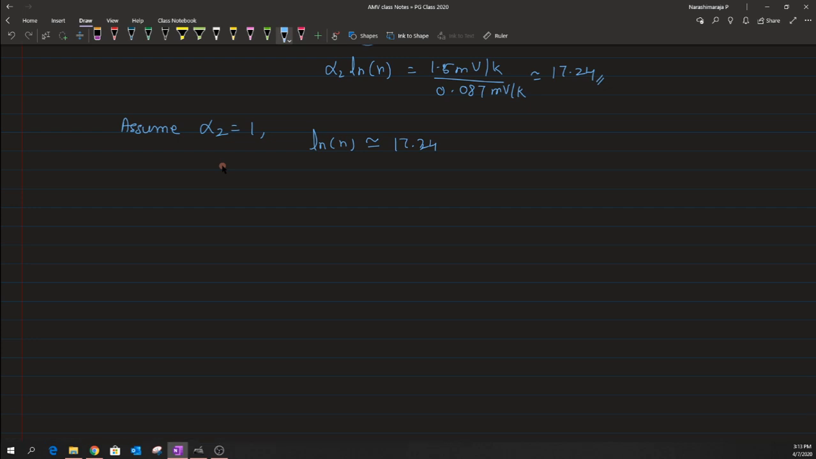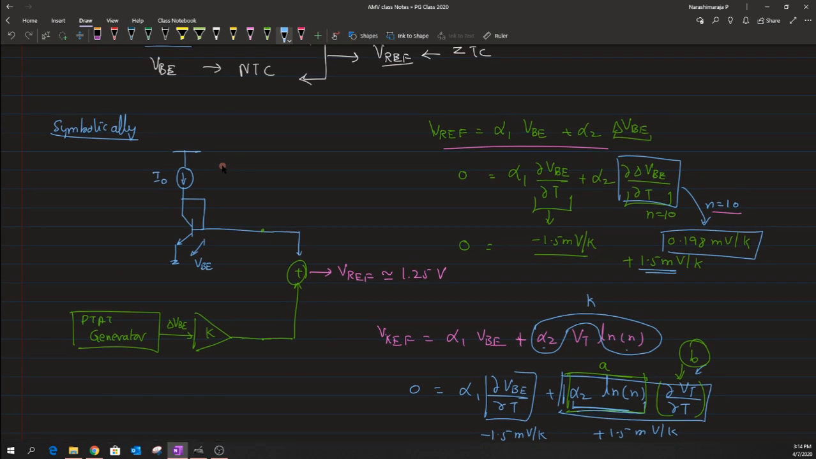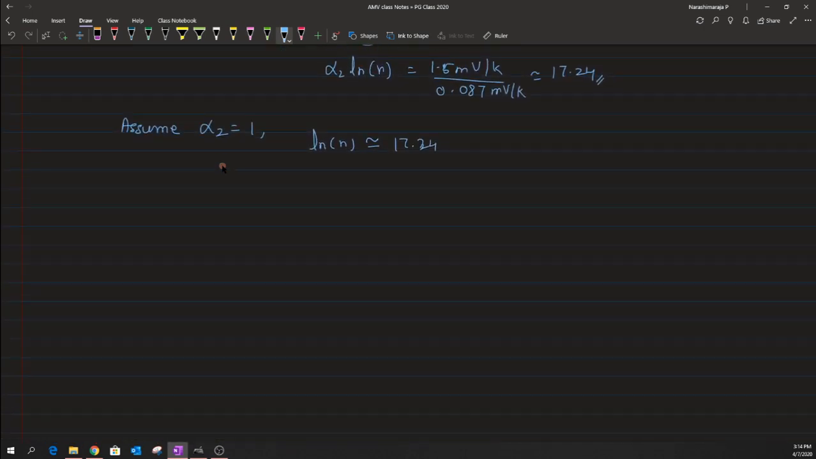Now let me try to bring this name of the circuit that we are about to build, which is also termed as band gap reference voltage. Okay, so I just want to talk about why it is called a band gap reference voltage. Now in order to do that, let us rewrite this expression that I wrote before, after considering this alpha 1 as well as alpha 2 as 1 and 1.